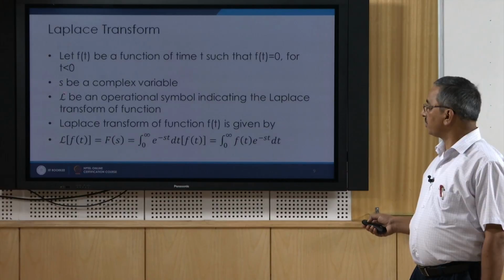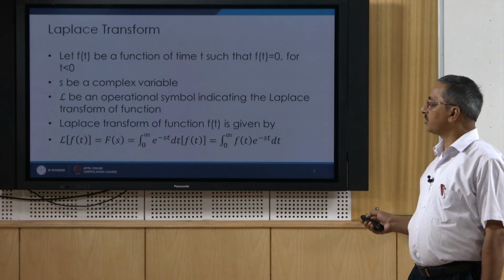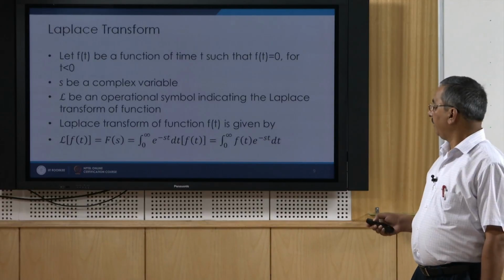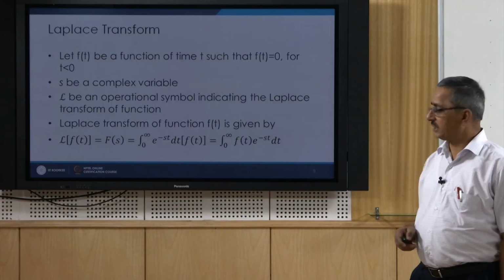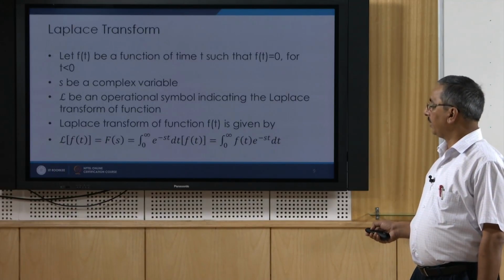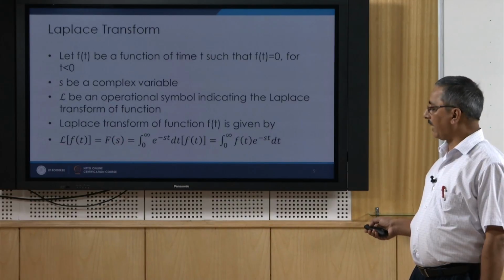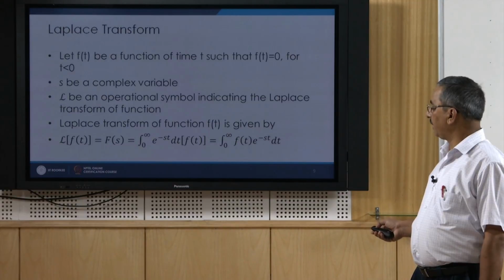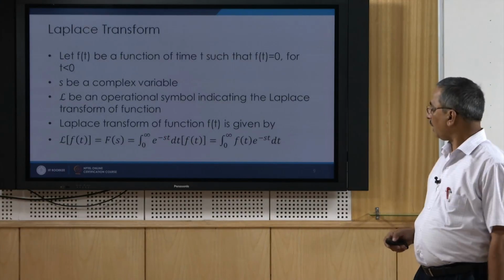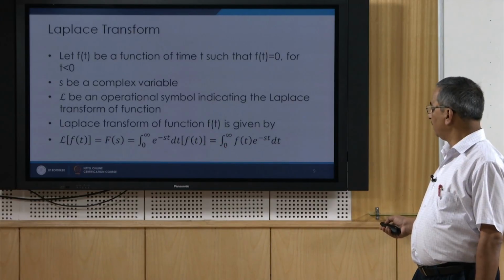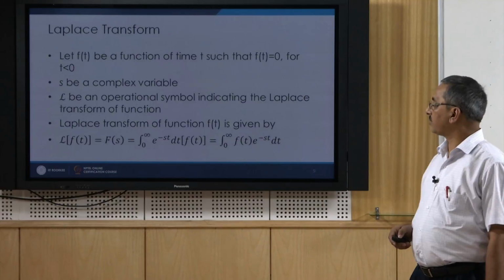Then we can use this Laplace operator, this symbol as an operational symbol indicating the Laplace transform of the function, and the Laplace transform of a function f(t) is given by this one. This is how it is written: Laplace operator of f(t) is equal to F(s). When I am taking the Laplace transform, I am moving from the time domain to the s domain, and this is the integral from 0 to infinity of e to the power minus st dt, operated upon the function f(t). Or this can be written in a simplified way as the integral from 0 to infinity of f(t) e to the power minus st dt. So, this is what we mean by the Laplace transform.